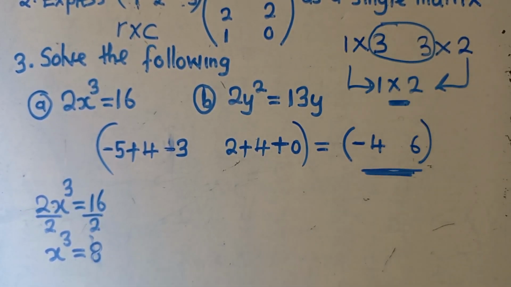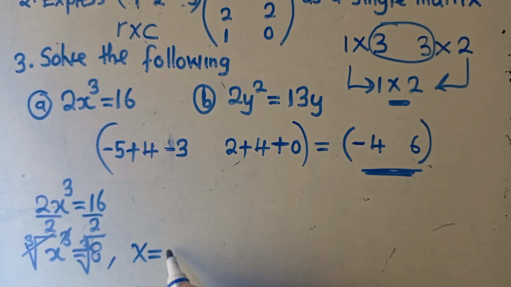Then from here, what are you going to do? You introduce the cube root. So a cube root this side, and a cube root this other side. Cube root and the cube, they will cancel. You're going to have x is equal to the cube root of 8. A number that you can multiply 3 times to get 8, that is 2. So x is equal to 2. Just like that, you've answered that question.